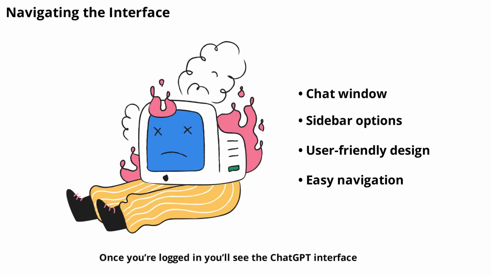Once you're logged in, you'll see the ChatGPT interface. It usually features a chat window where you can type your questions or prompts. There may be a sidebar with settings or conversation history. The design is user-friendly, so you can quickly find where to start typing. Familiarize yourself with the layout, as it will help you use ChatGPT more efficiently. Next, we'll show you how to start your first conversation.